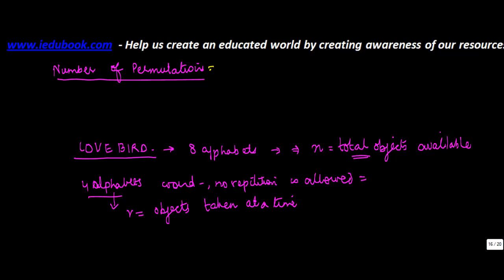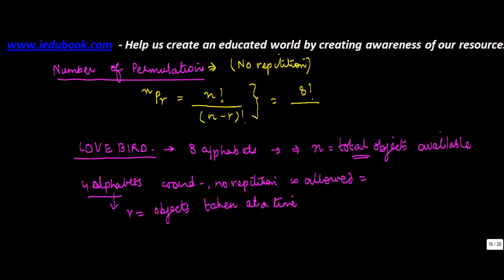In such a case, the total number of permutations which can be formed are referred to as nPr, and nPr is written as factorial n upon factorial n minus r. So the number of permutations comes to this, assuming no repetition. So in this case, it will be factorial 8 upon factorial 8 minus r. How many objects can be taken at a point in time? 4.